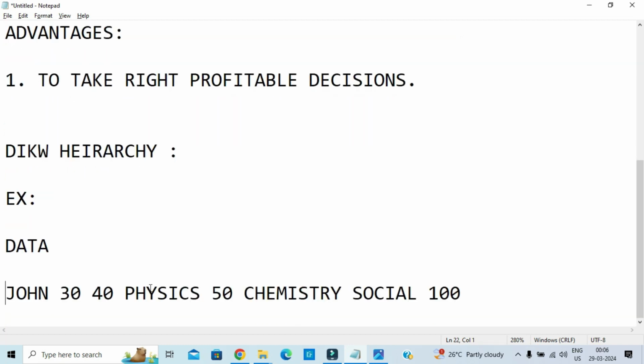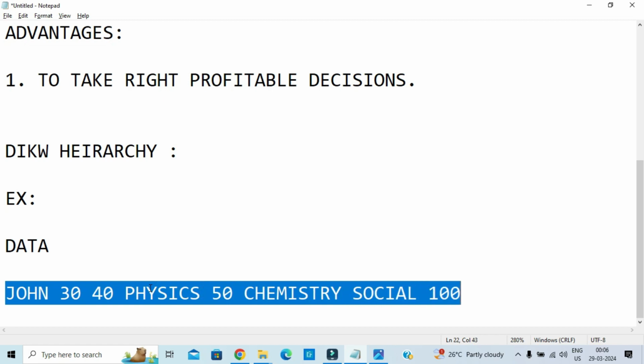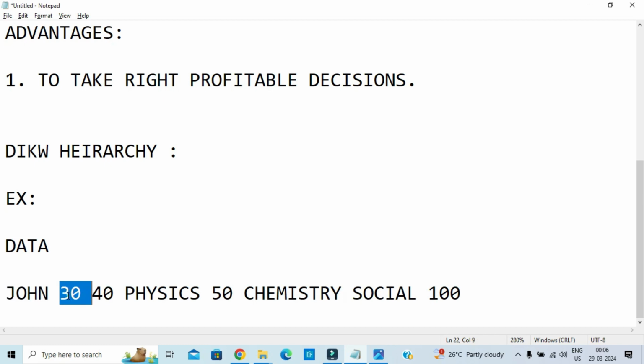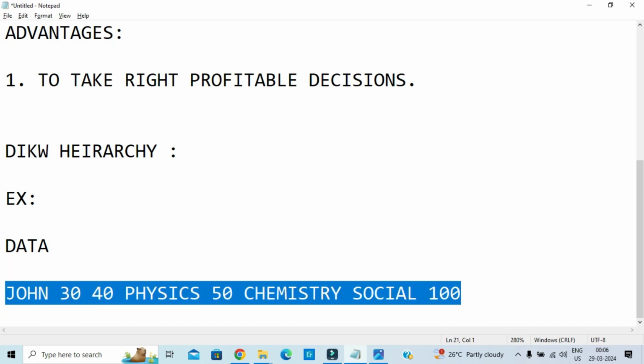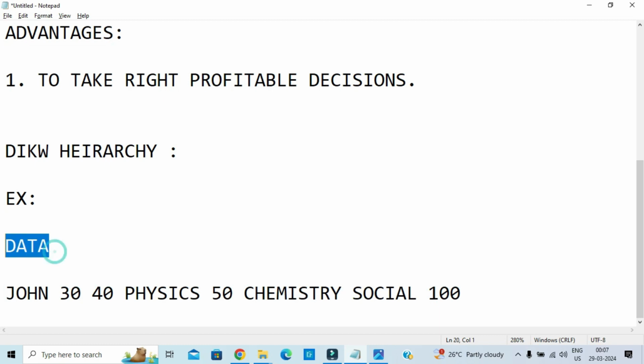So why do we say this is data? Because we can't get any meaning out of this. Here you see John, here you see a number, you see a subject. What is this? It doesn't specify a clear meaning, no clear meaning is represented. So that's why we call this data.